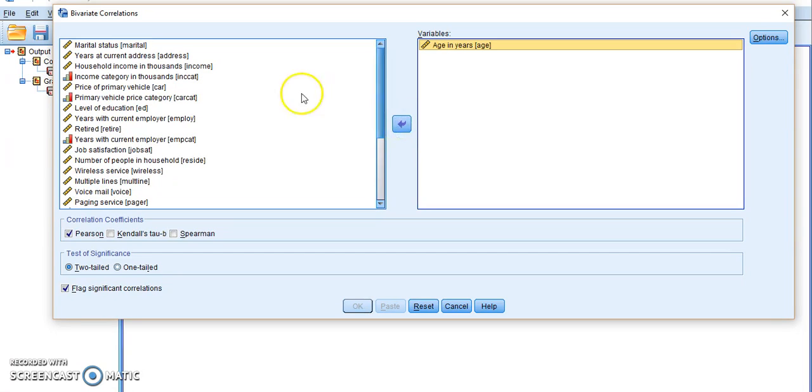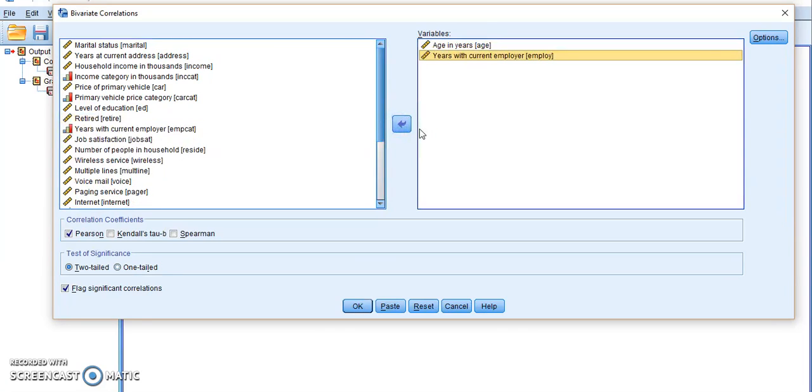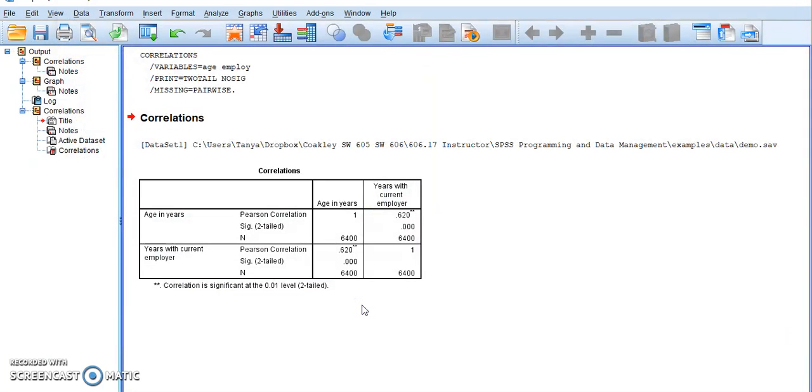So we'll just bring them over here and say that you believe that age will predict the number of years with the current employer. So the older someone is, the longer they would be on the job. The beauty of the Pearson's r is once you put these over here, all you need to do is make sure that Pearson's r is checked, and it should be on default, and then click OK. And then here are your results.